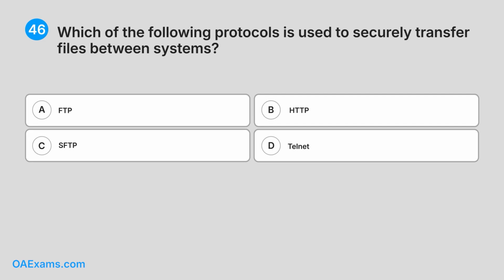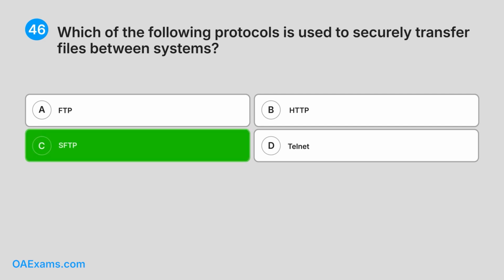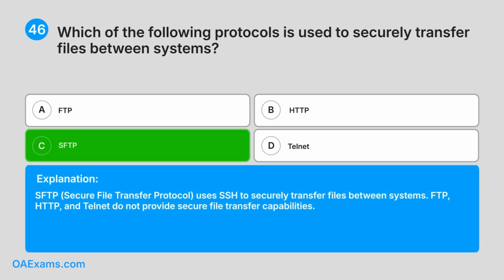Correct. Answer C. SFTP. Explanation. SFTP, Secure File Transfer Protocol, uses SSH to securely transfer files between systems. FTP, HTTP, and Telnet do not provide secure file transfer capabilities.